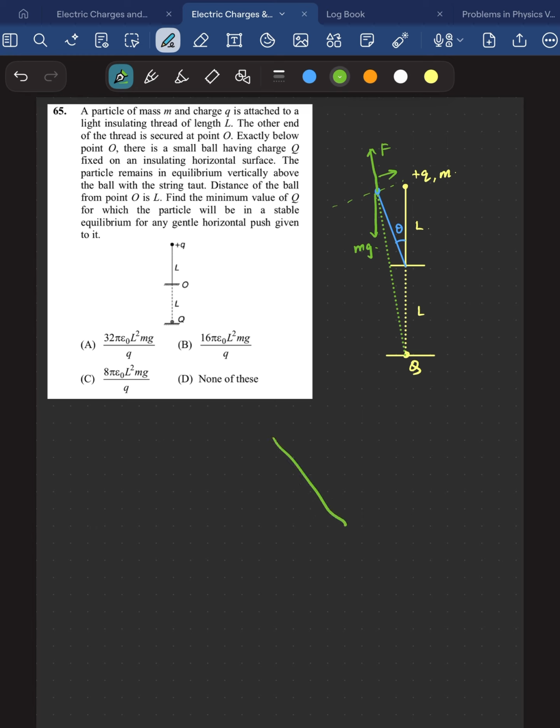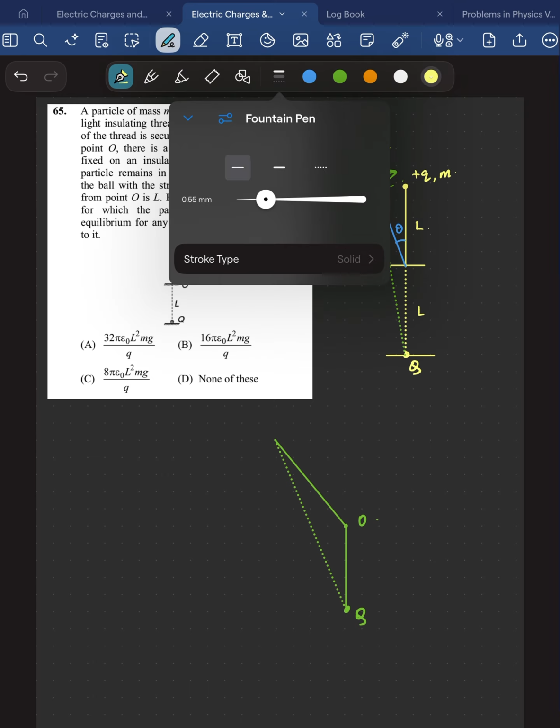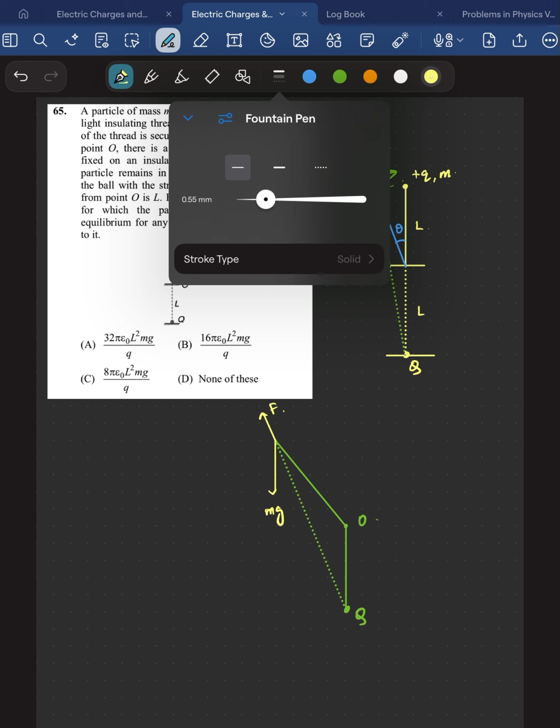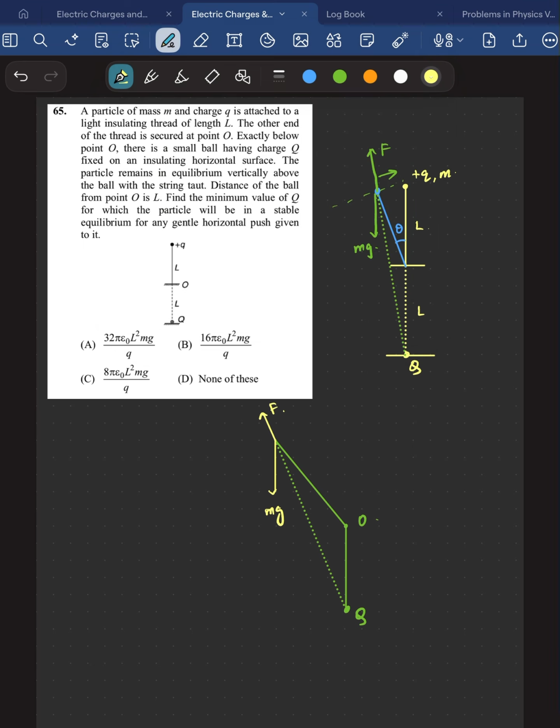Okay, so let me draw a better diagram in order to look at the geometry of this question. So let me exaggerate this diagram a bit. This was your string. This was your point charge Q, which is located below point O. This is your small q, which has a mass m as well. So mg force is acting this way. Electrostatic force of repulsion is acting in this direction. We can write the values later, but let's first figure out the components of these forces acting along the tangent.